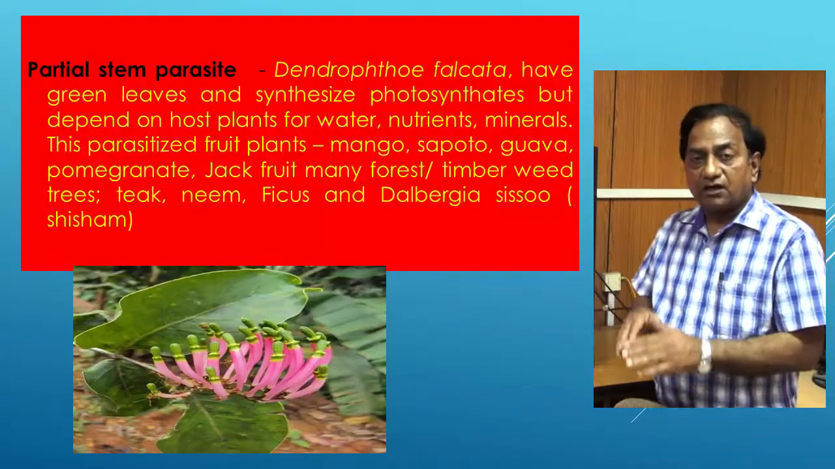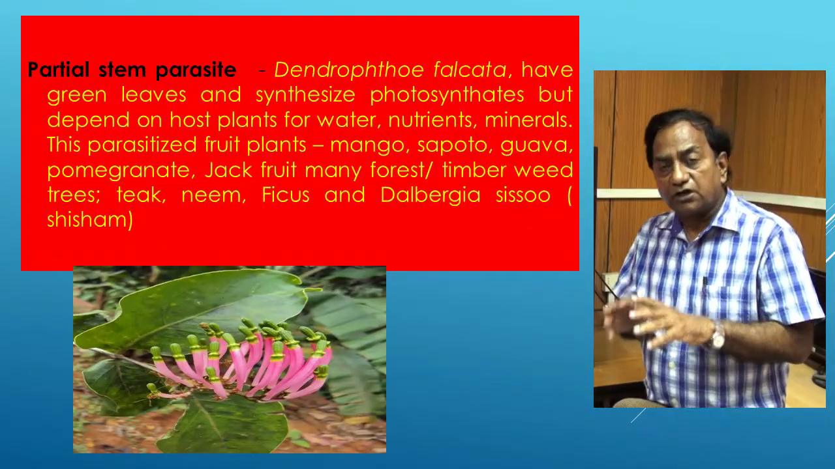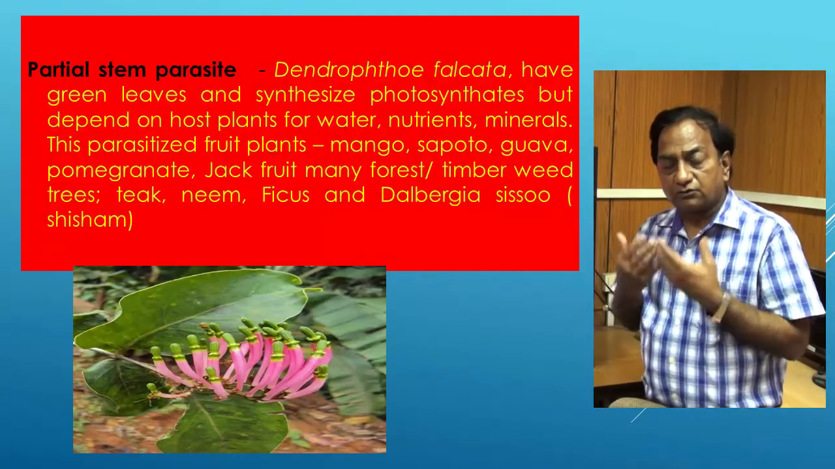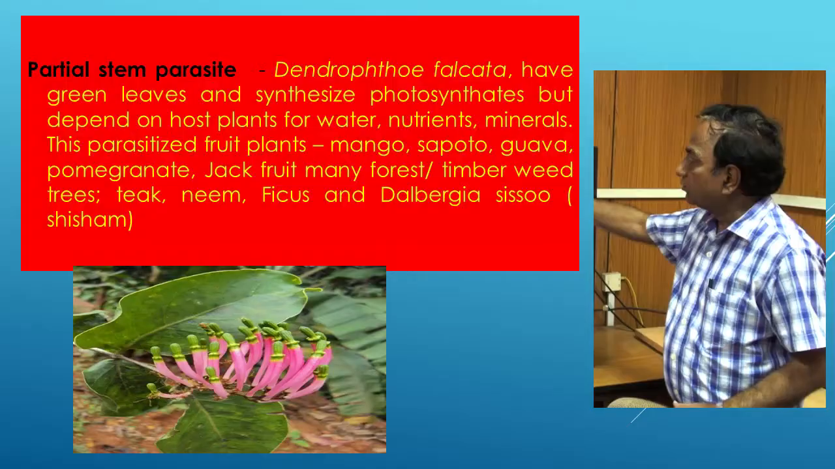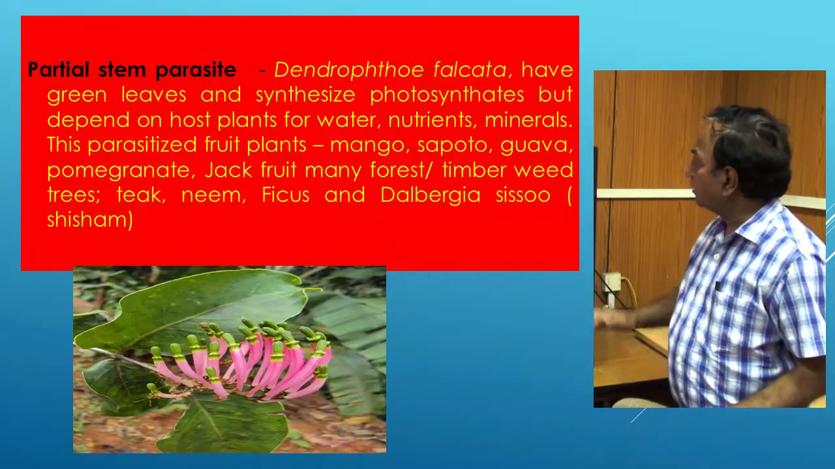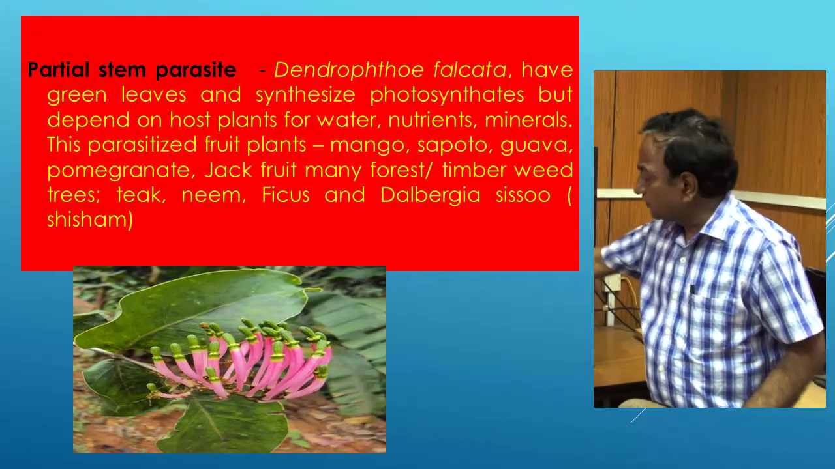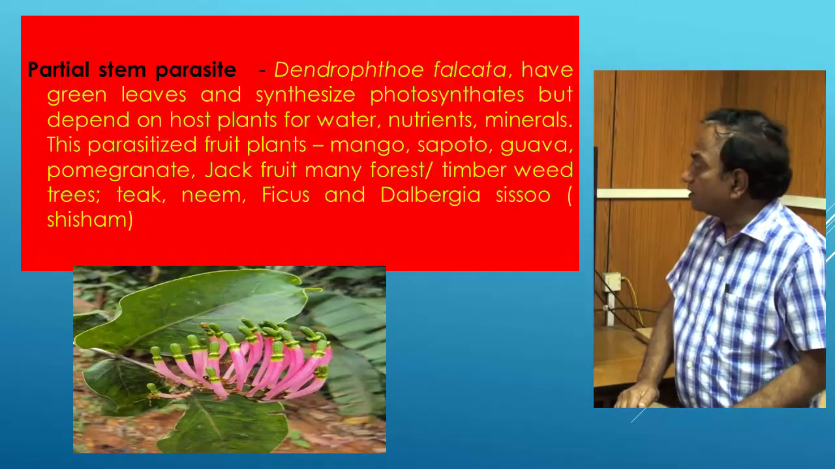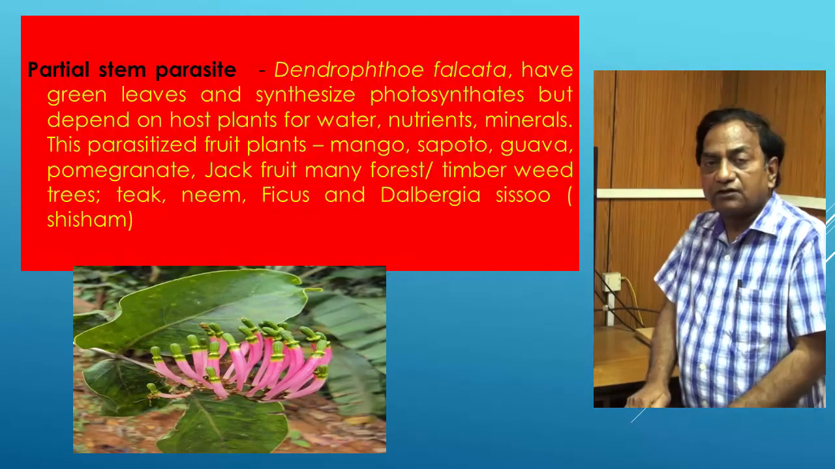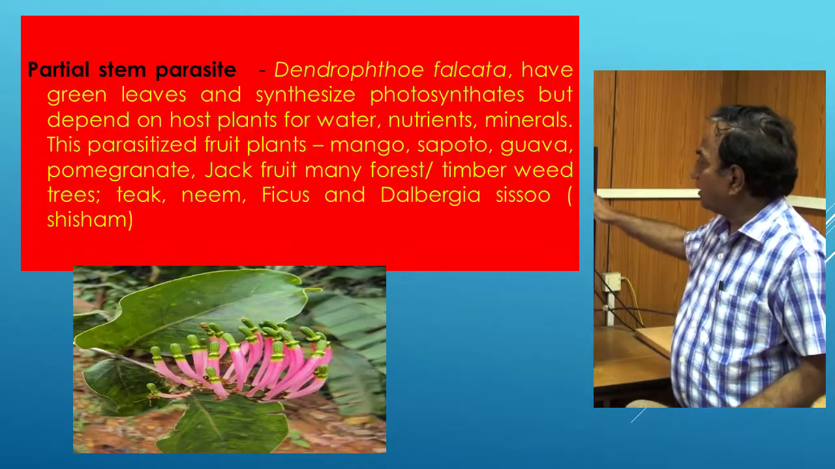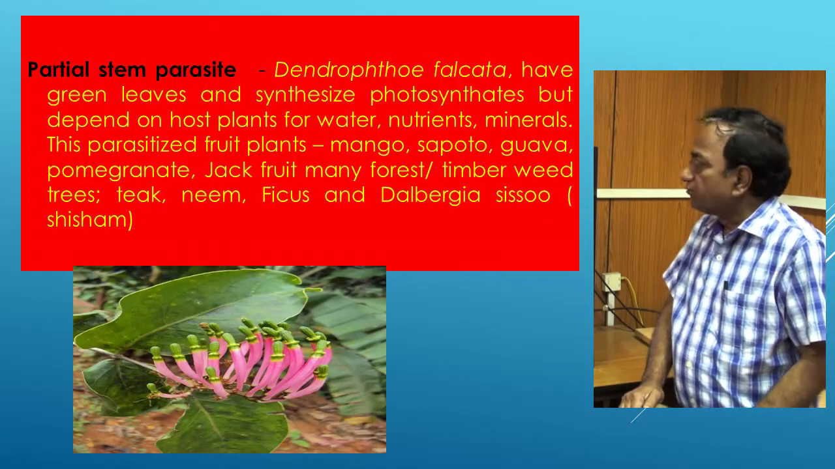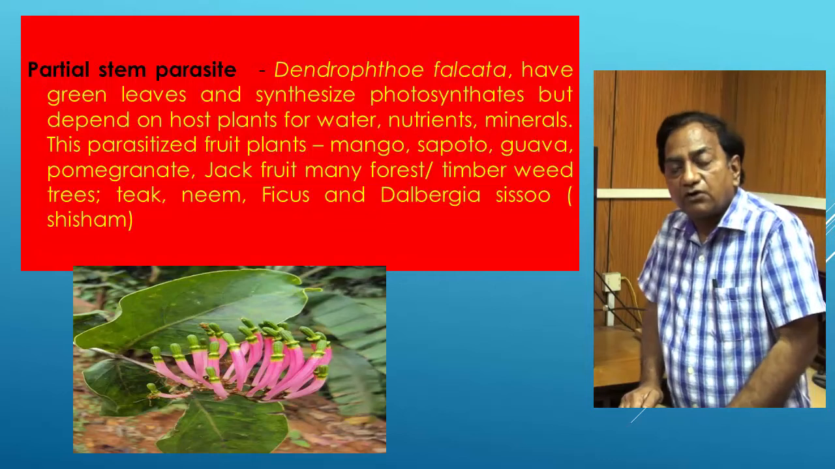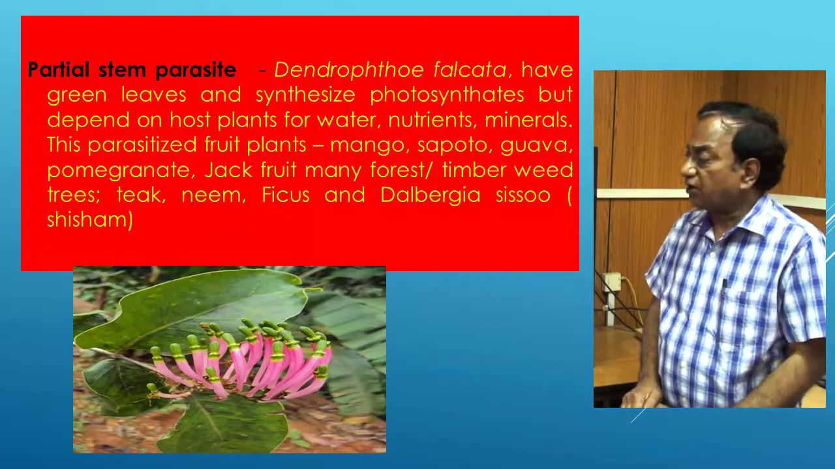Then there is the partial stem parasite. Of course, they don't totally depend upon the host plant. To some extent, they also photosynthesize for their survival. So Dendrophthoe falcata has green leaves. You see here there are certain green parts that photosynthesize, and they depend on the host plant for water, nutrients and minerals. This parasitizes fruit plants. It is mainly found on fruit trees or forest trees.